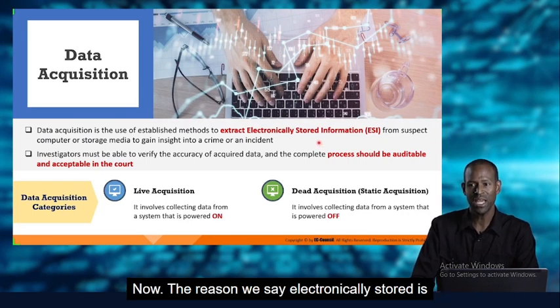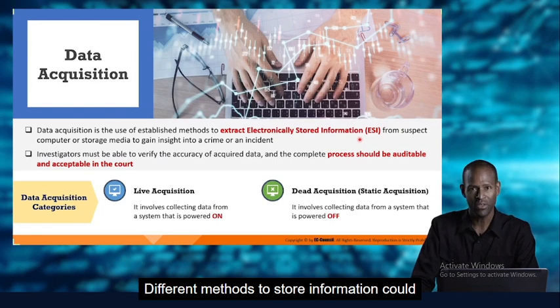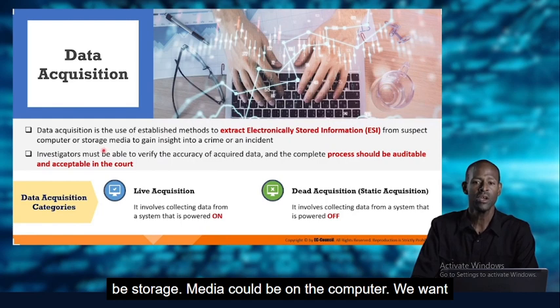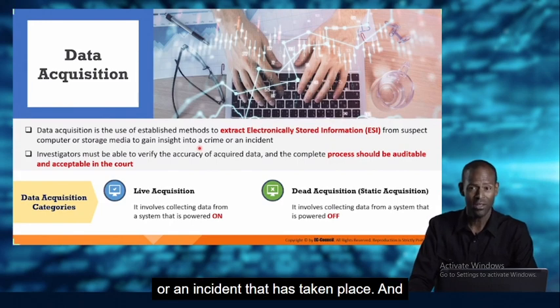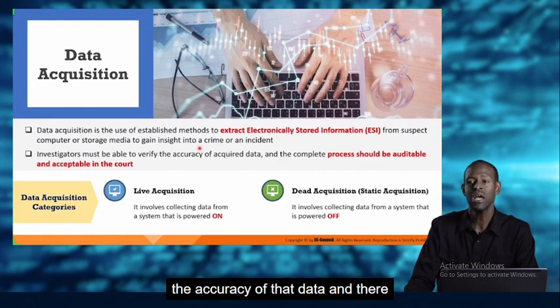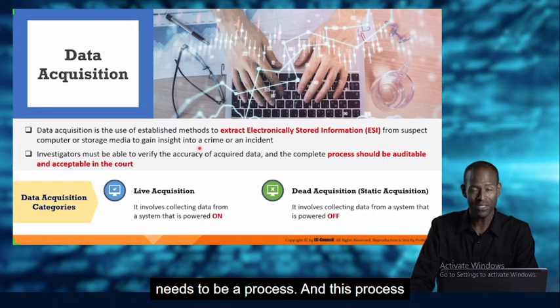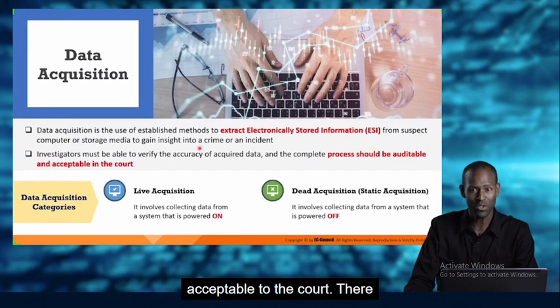Now, the reason we say electronically stored is because there are so many different methods to store information. Could be storage media, could be on the computer. We want to gain insight into the crime that took place or an incident that has taken place. And so we want to gather that data, verify the accuracy of that data, and there needs to be a process. And this process needs to be able to be auditable, reproducible, and acceptable to the court.